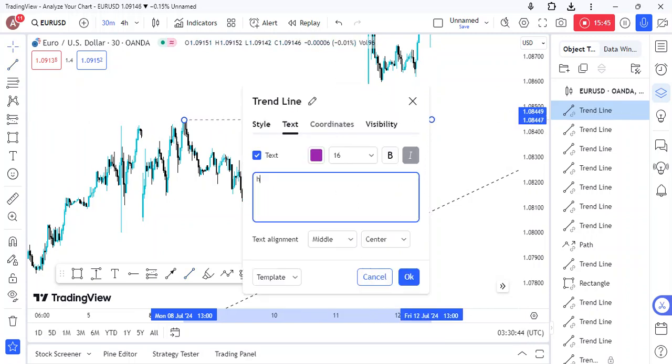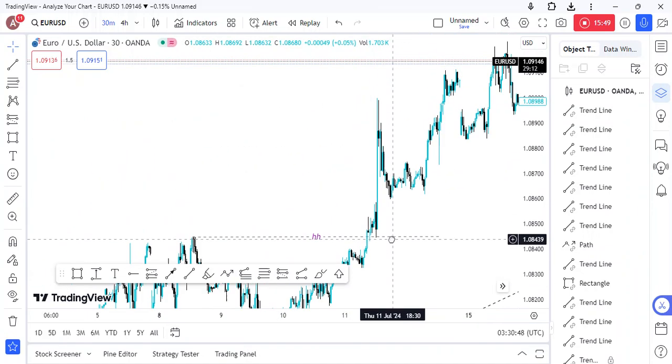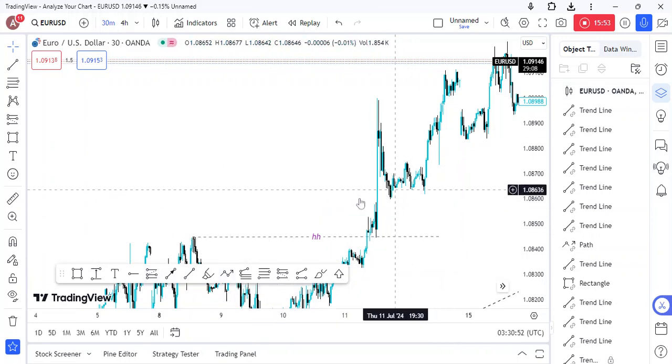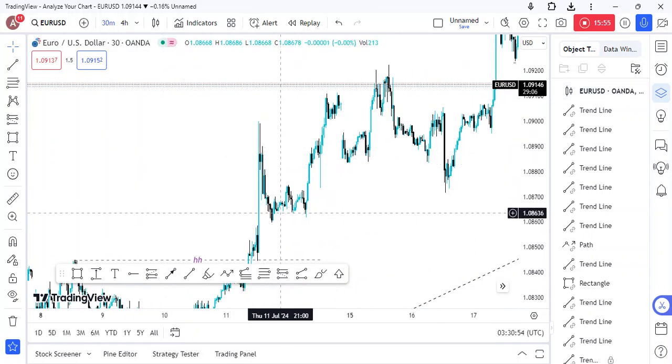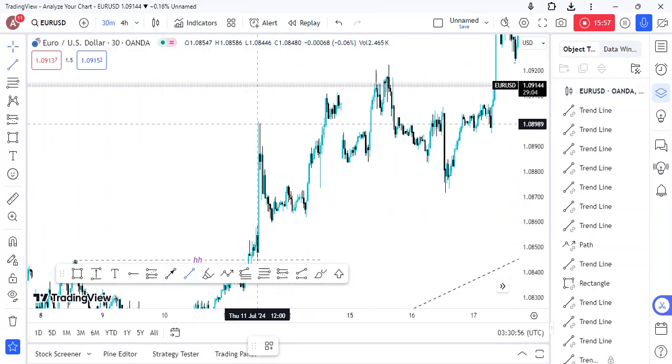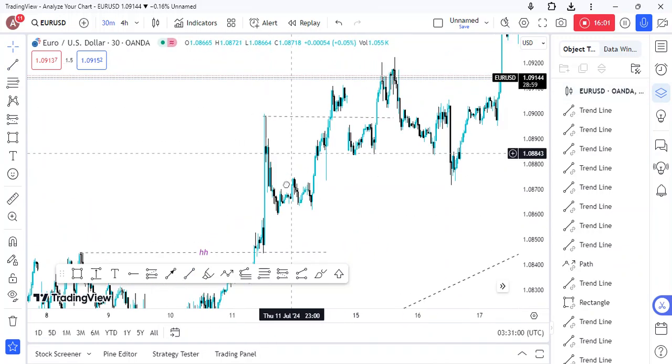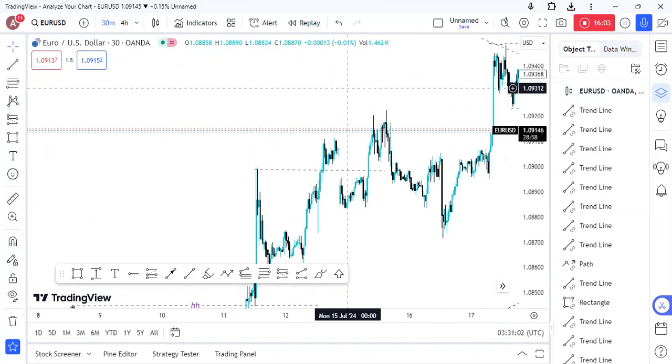You see, these are higher highs. The higher highs must be broken. The market broke the higher high, pulled all the way back, and then broke it again. It broke this, went all the way up, pulled back, and then broke it again.